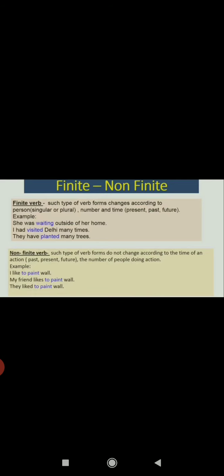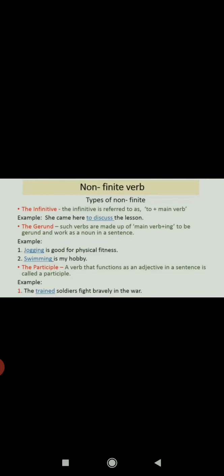Then what is non-finite verb? Such type of verb forms do not change according to the time of an action, as past, present and future, or the number of people doing the action. As example: I like to paint wall. My friend likes to paint wall and they like to paint wall. Then next, types of non-finite verbs. First one is the infinitive.